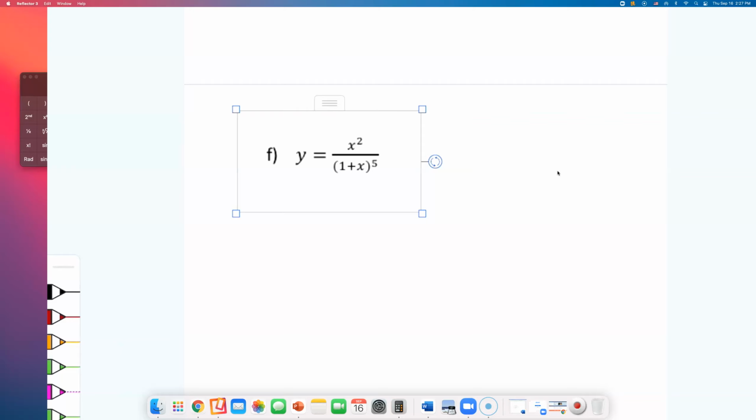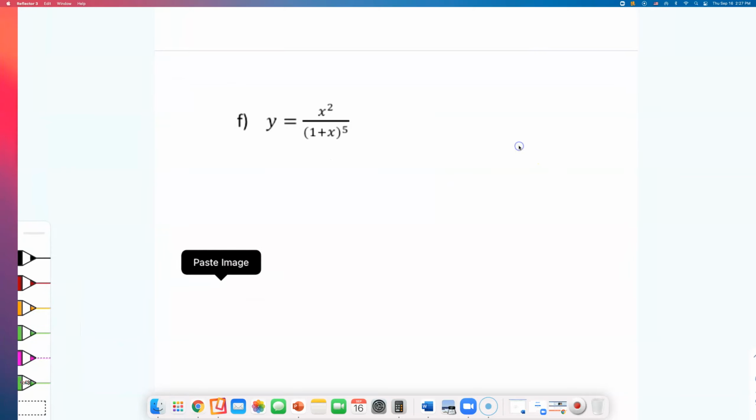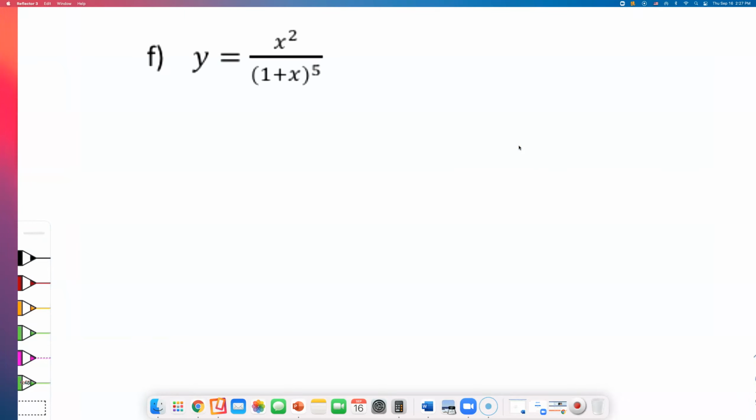Or do you want to do quotient rule? I'm going to avoid quotient rule this time, okay? I don't know how this will go, but I will rewrite this. Take a look.